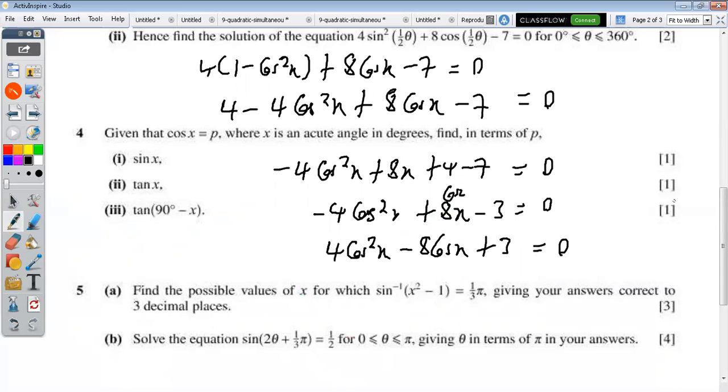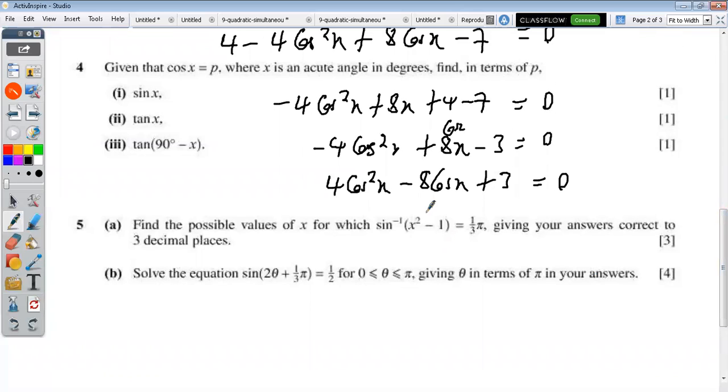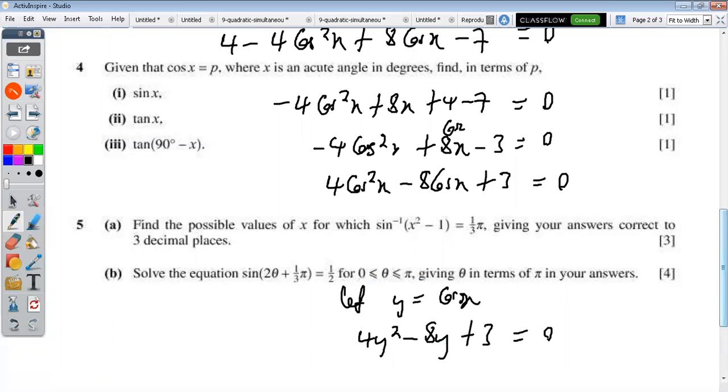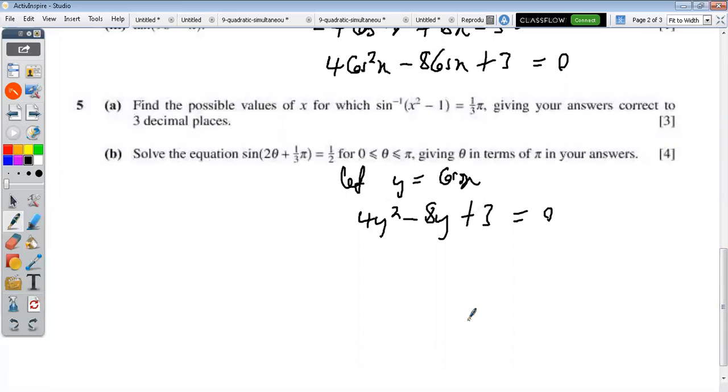Clear now. Now to solve this, you can let y be equal to cos x. Well, this means cos x times cos x. So it's 4y squared minus 8y plus 3 is equal to 0. Clear now. Can it be factorized? Can it be factorized? Joanna? Looks like it can be factorized. Can it be factorized or not?